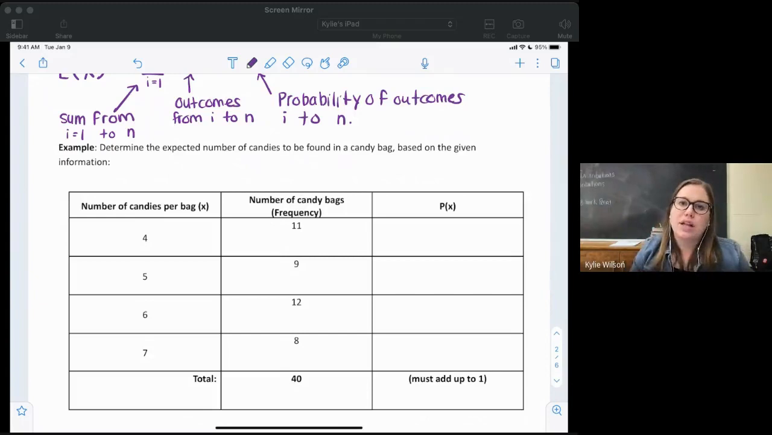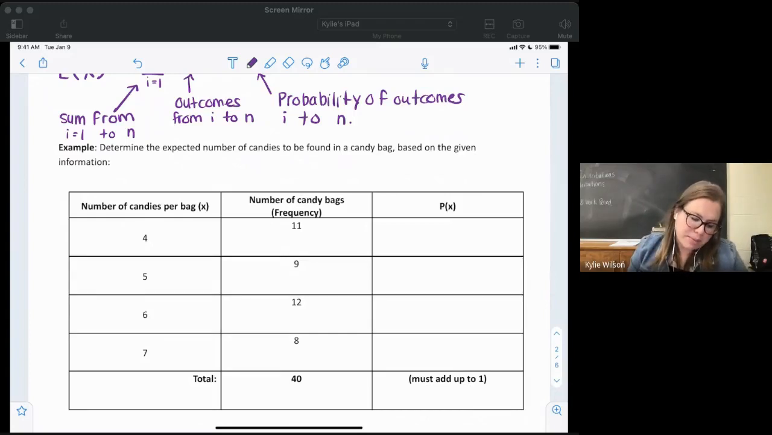The chart that holds your outcomes and their probabilities is referred to as a probability distribution. That's what that chart is. We're going to make a few of these, but that's what that chart is. When we have all of our outcomes and all of their probabilities, that is a probability distribution. So let's find the probabilities of these.